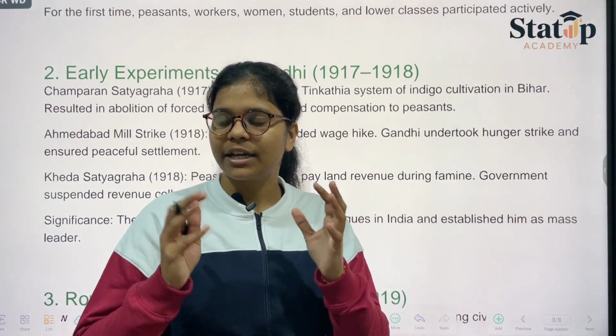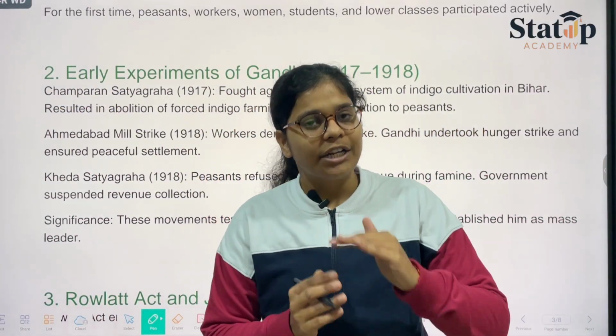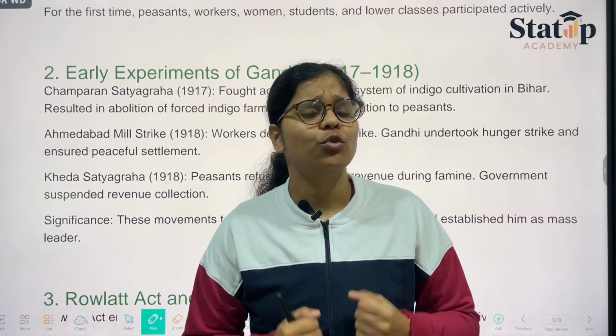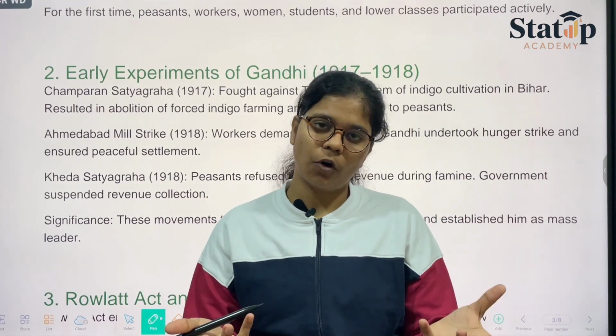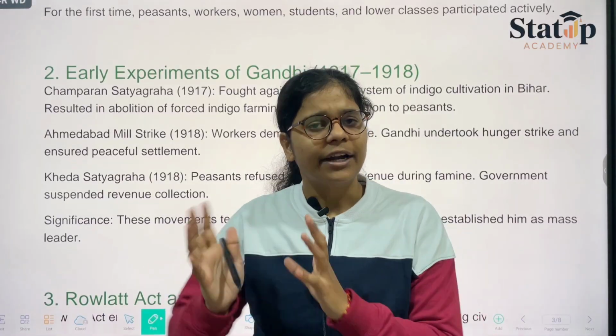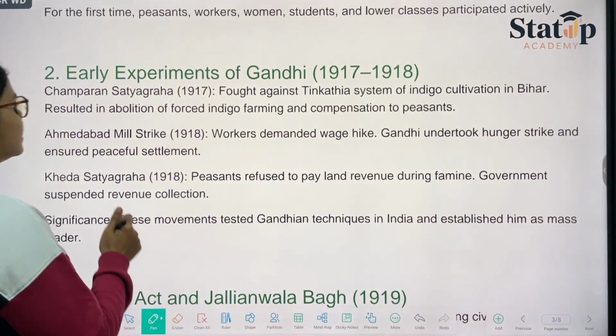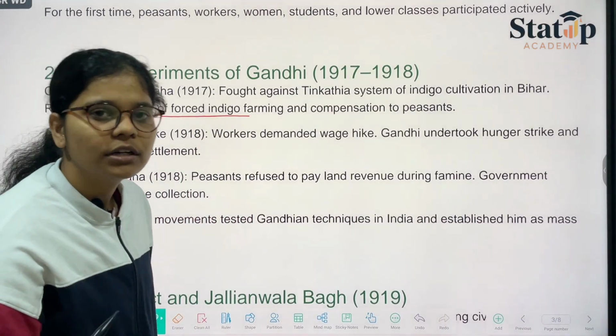So what happened was indigo was being cultivated. We are talking about the Champaran Satyagraha. Indigo was being cultivated back to back, and farmers were forced to grow that indigo in their farms. There was not a very high price for it, and growing it required hard work and of course money also, and they were not paid that much. What happened was, a few of the workers called Mahatma Gandhi. He talked and tried to resolve the matter. The outcome was the abolition of forced indigo farming, and the peasants were given compensation.